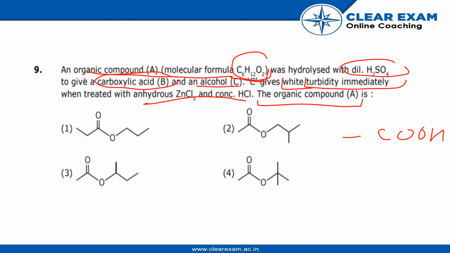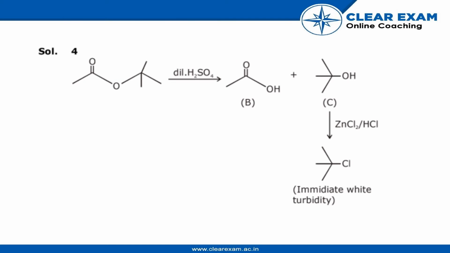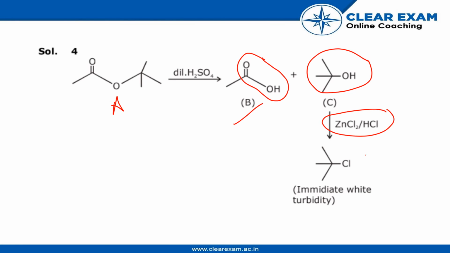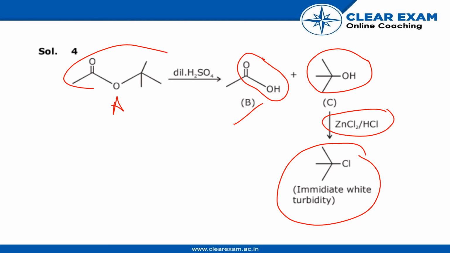So we will do the reaction as in the question. So this is compound A. So compound A with dilute H2SO4 will give a carboxylic group, which is B, and an alcohol which with ZnCl2 and HCl gives an immediate white turbidity. So the only reaction which is feasible will be with this structure. So the correct option is fourth.